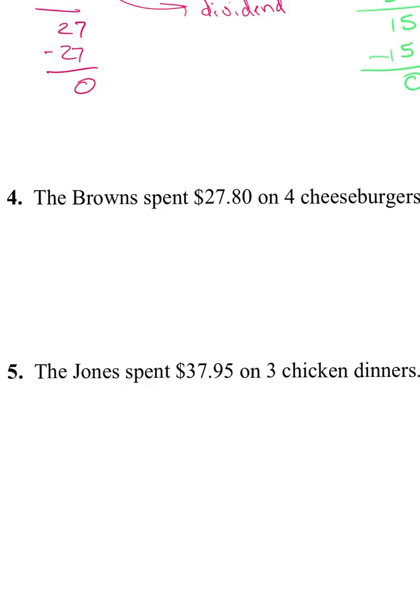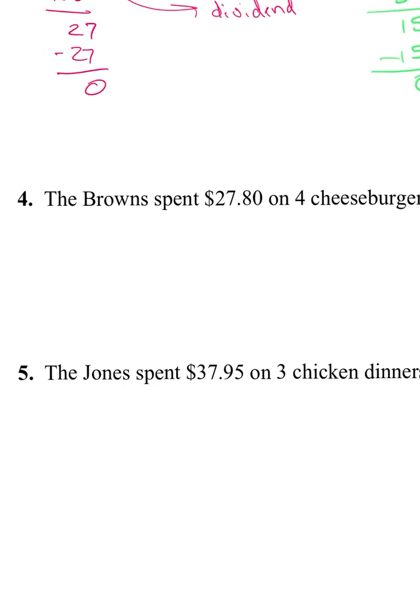All right, so $27.80 divided by 4. 4 will go into 27 6 times. 6 times 4 is 24. Subtract that, I get 3. Bring down the 8. 4 will go into 38 9 times. Oh, and don't forget to bring the decimal point up. 9 times 4 is 36. Subtract those. I get 2.